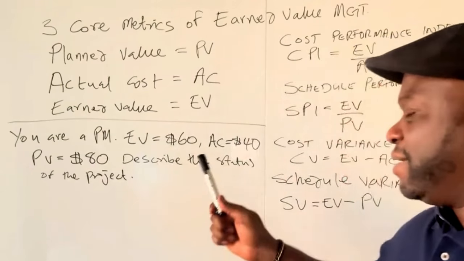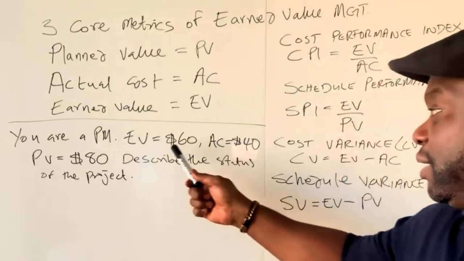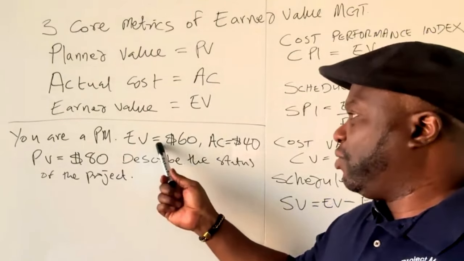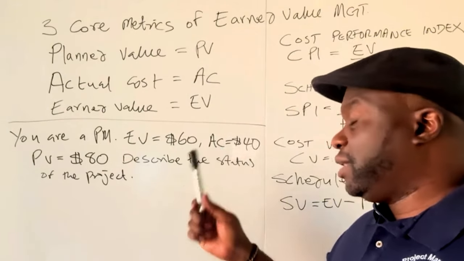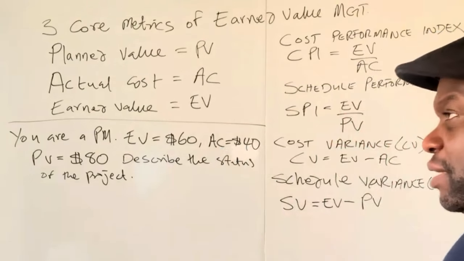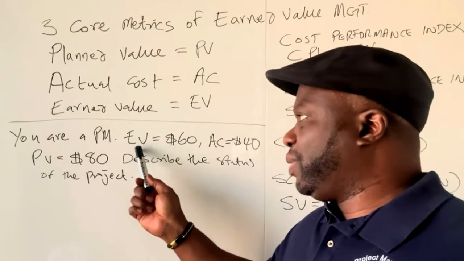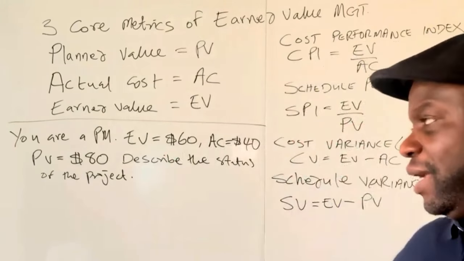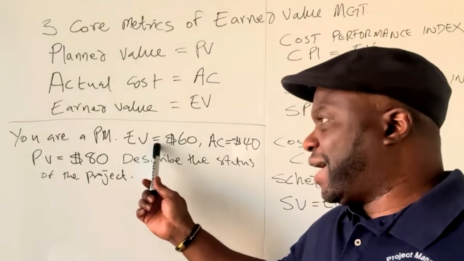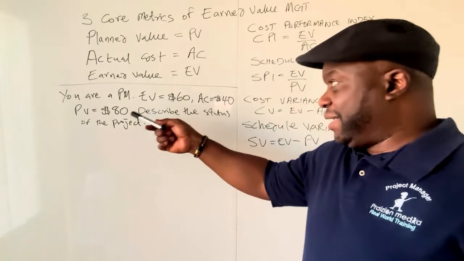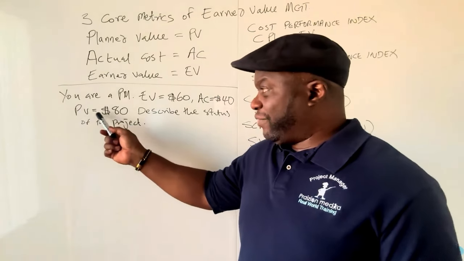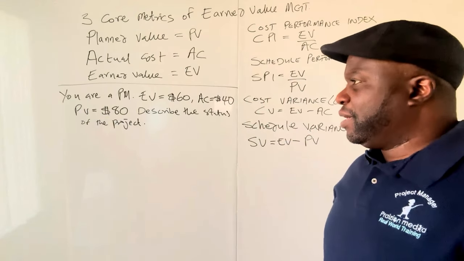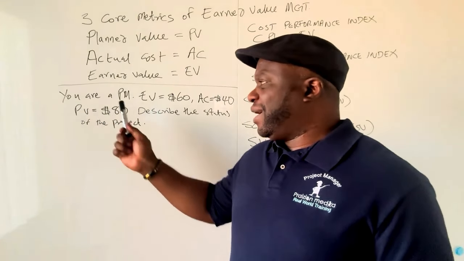If the earned value is higher than the actual cost, this means that you are under budget. It's favorable. If the earned value is lower than the actual cost, then you got problems. You're over budget. So we always want the earned value to be equal to or higher than the actual cost. In the same token, if earned value is higher than planned value, that's good. But in this scenario, we can see that the planned value is higher. It's $80 and the earned value is $60. That means we are behind schedule.